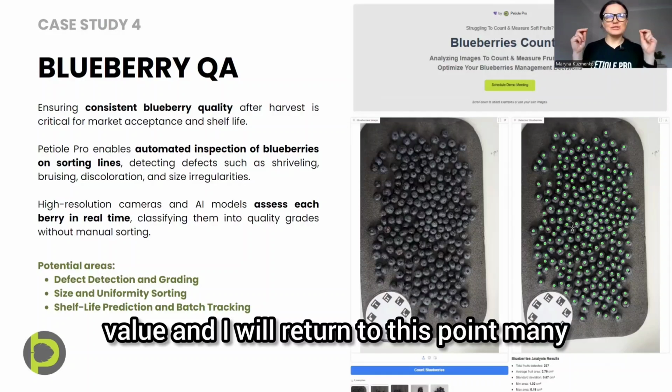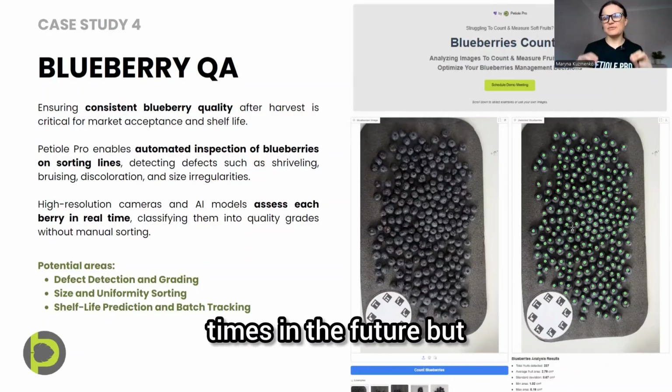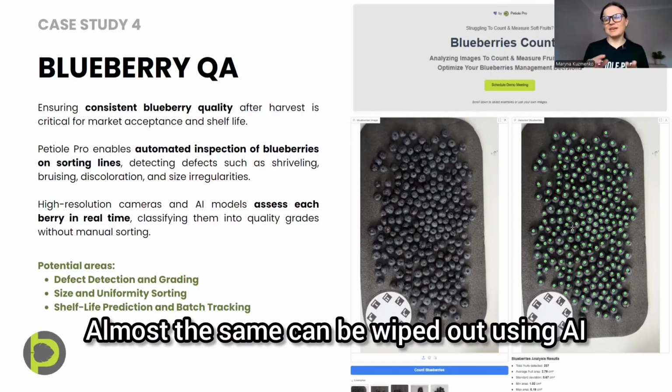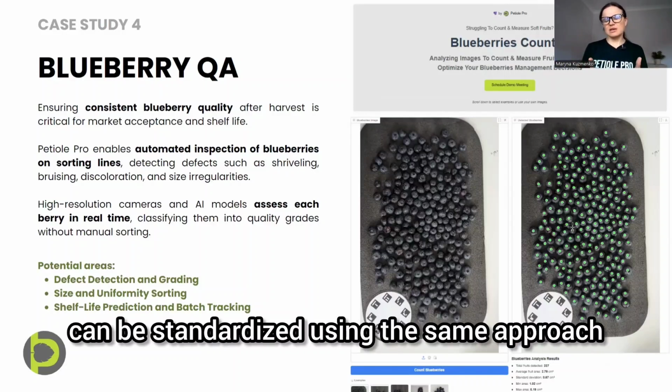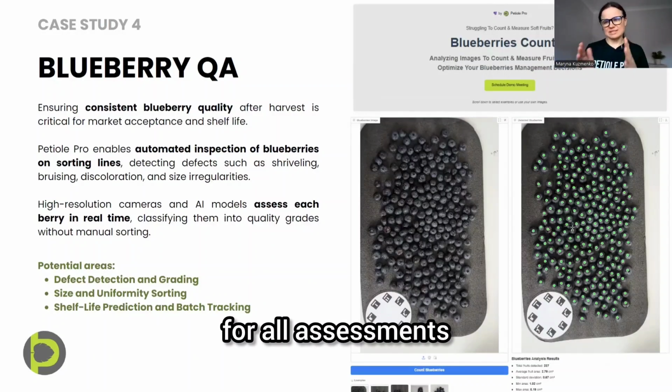I will return to this point many times in the future, but almost the same can be wiped out using AI. The factor of personal attitude to something can be standardized using the same approach for all assessments.